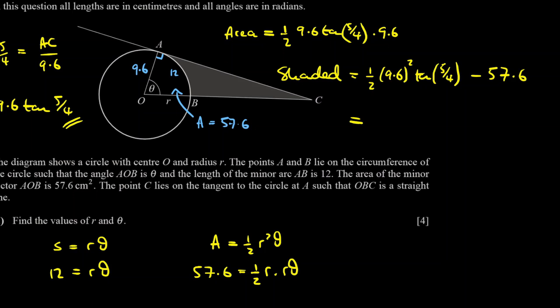Well, let me just put all of that into a calculator. I need to make sure that my calculator is set to radians. That is a common mistake, by the way. So I'm just going to set mine to radians. Good. So I'm going to do tan of 1.25, and I'm going to times that by 9.6 squared. Then I'm going to divide that by 2. And then finally, I'm going to subtract off 57.6. And if I do that, what I get is 81.1 centimeters squared to 3 significant figures. And so that should be the answer to that question.